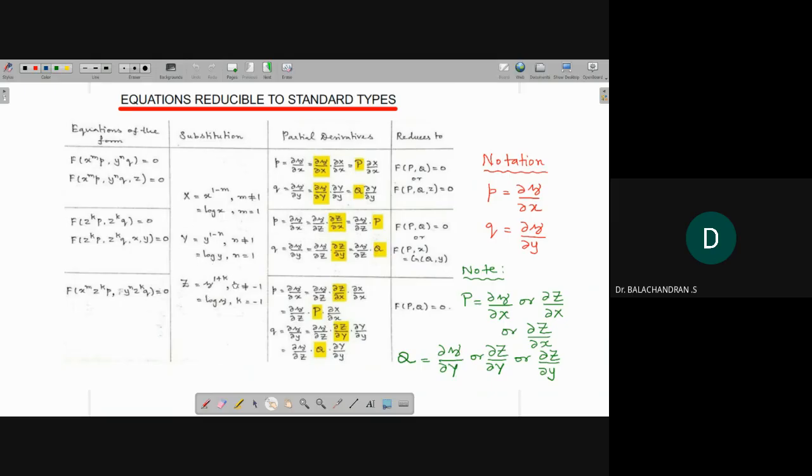Suppose I use Z only, then you need to use the partial derivatives, this P and this Q. Because here I need to multiply and divide by what? Z, capital Z.